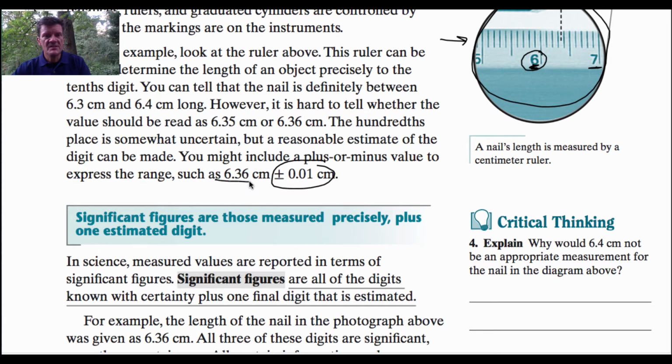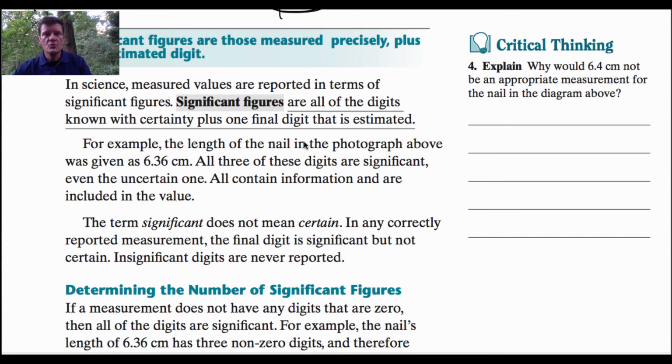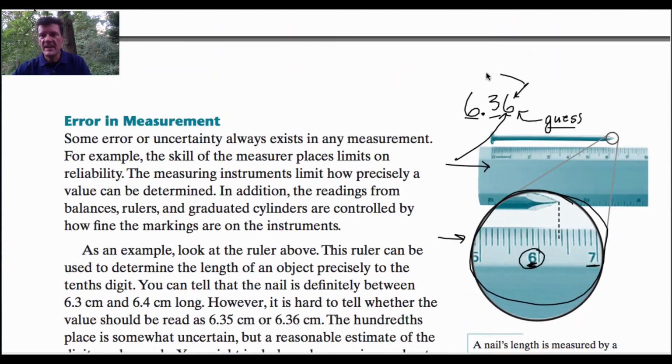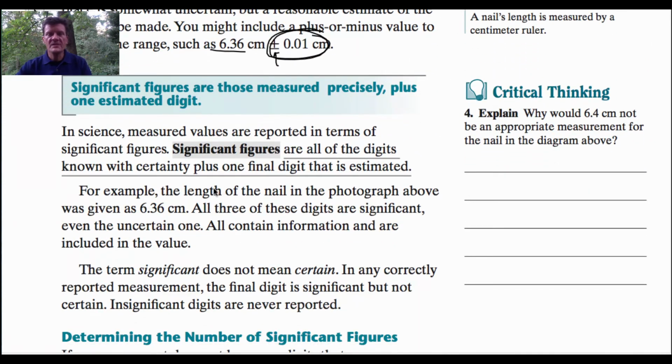All right. And you'll notice here, we think it's 6.36, but we also know there might be some error. We might be too low, we might be too high. So plus or minus here means I might be off by a hundredth of a centimeter. So I might be too low by a hundredth, I might be too high by a hundredth. Okay? When we use a tool, we can't go beyond this. I can't say this is 6.367. I can't guess that number. I can only guess one number that is an estimation.